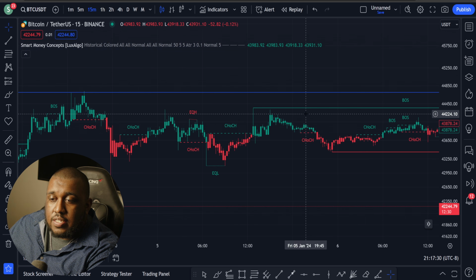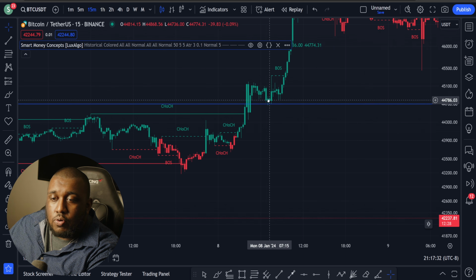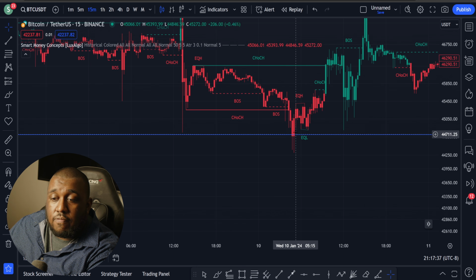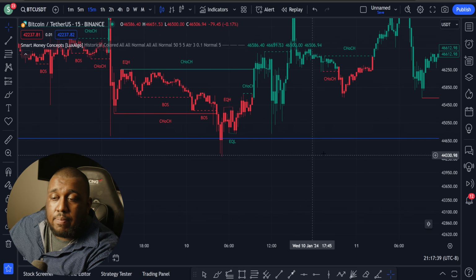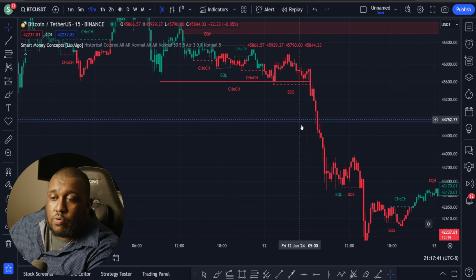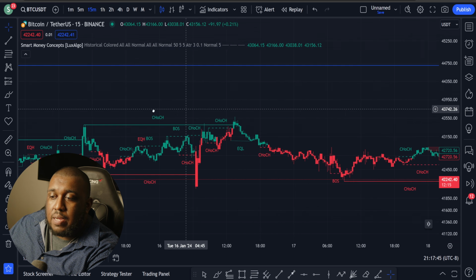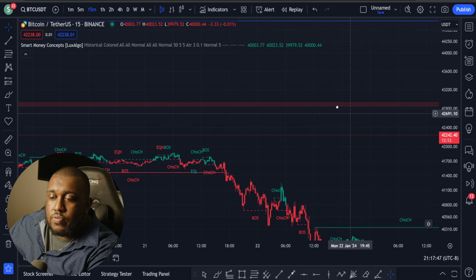It was a level of resistance, a little hidden one. Broke out above it, kept on going up, broke down below it here, broke down below it here, found a way to bounce up. This doesn't always happen, but it can happen. And of course, broke down below it here, and so forth. So if Bitcoin finds a way to get back up here, that's also going to be a level of resistance.